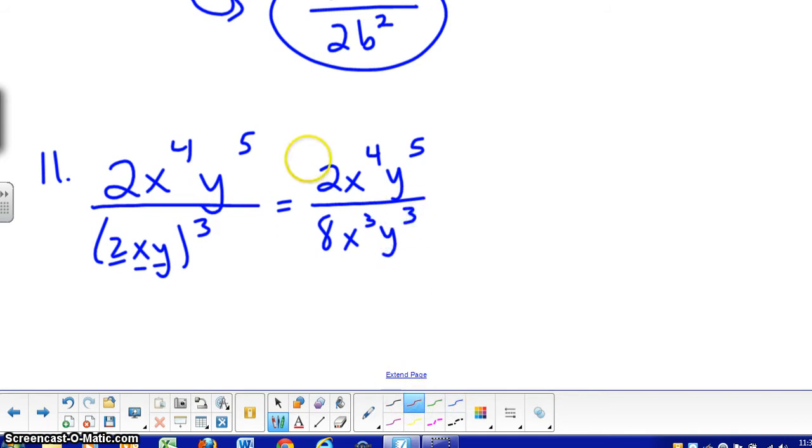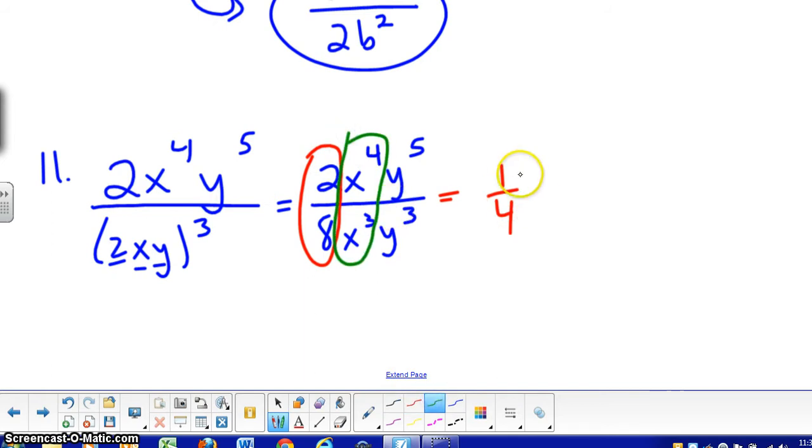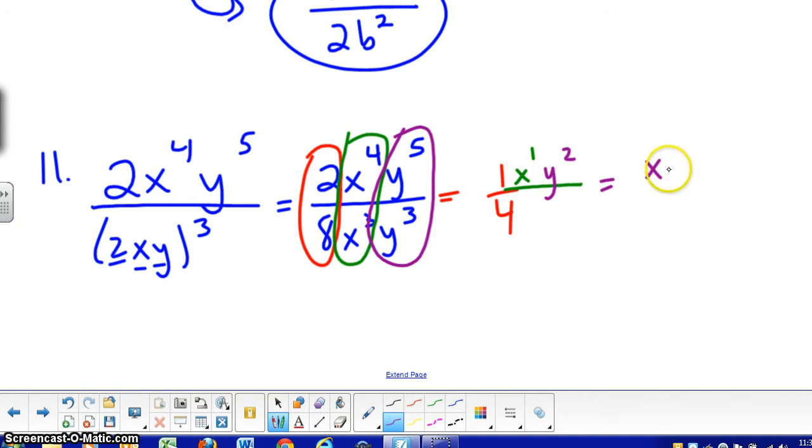All right, let's group them again. Integers, that's going to reduce to 1/4. X's, 4 minus 3 is x to the 1st power. And then for the last, y and 5 minus 3, that's y squared. Now to make it look a little cleaner, we don't have to put the 1 in the front because it's multiplied by something else. We don't have to put the 1 as an exponent. And then that would be the cleaned up version.